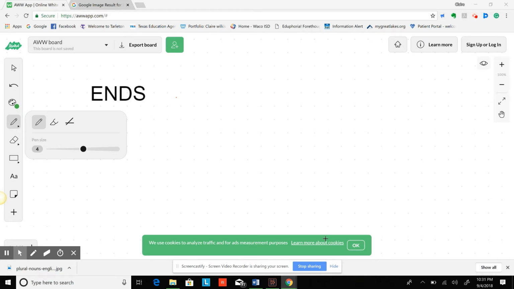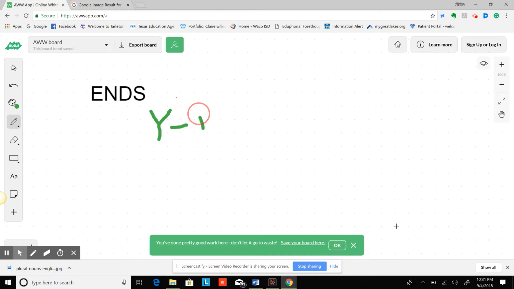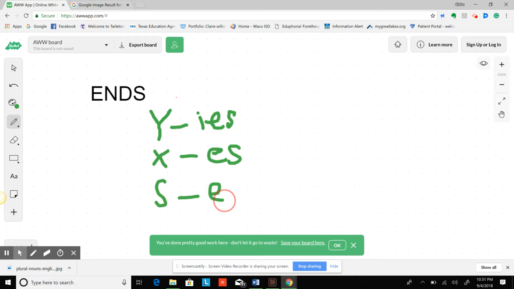Okay, so we've learned about those singular nouns. And then we talked about turning them into more than one, so making them into a plural. If your noun ends with a Y, there's a certain rule that we have to follow. Remember, we drop the Y and then we add our IES. If we have an X, all we have to do is add an ES. If we have an S, we also have to add an ES. And so there's reasons why we do this.